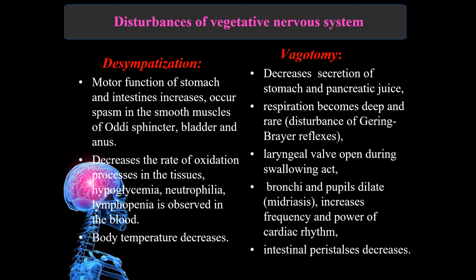And what about vagotomy? Vagotomy means the transection of the vagus, the parasympathetic nerve, and these symptoms occur during vagotomy. With the parasympathetic innervation disturbance, the secretion of gastric and pancreatic juice is reduced. The breathing becomes deep and rare. Here we observe delay of the Hering-Breuer reflex, and bronchi and pupils expand. This is called mydriasis. Heart rate increases because of the loss of parasympathetic innervation, and intestinal motility decreases.